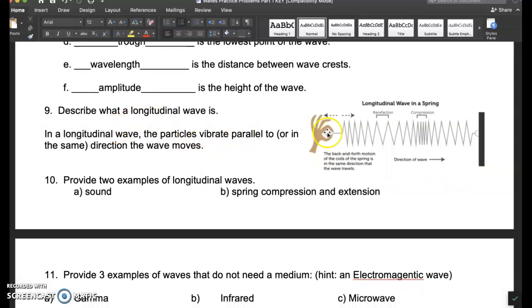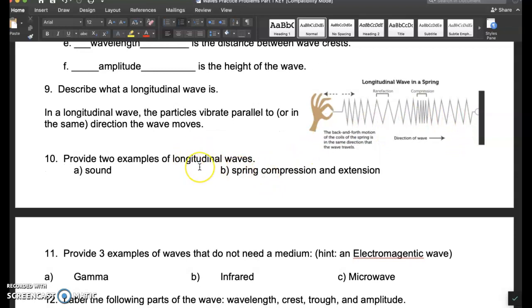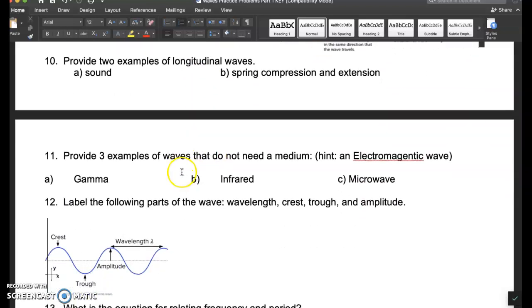Longitudinal wave, the particles are in the same direction. So here the wave is moving left to right. Think about it as a spring compression. You get a compression and an expansion or extension called a rarefaction. But all of that's happening in the same direction that the wave moves. So two examples of longitudinal waves would be sound or a spring. Also seismic waves, our example there as well.